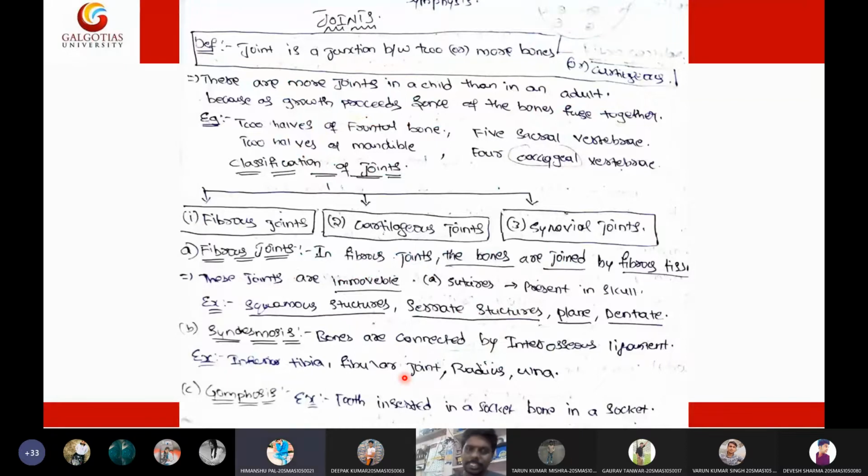So fibrous joints are the joints that are made up of fibrous tissue and they are immobile joints. Fibrous joints, we cannot move them. And we have three types of fibrous joints: sutures, syndesmosis and gomphosis. So sutures, tell me students, where are the sutures present? Skull bone. In the skull, correct.